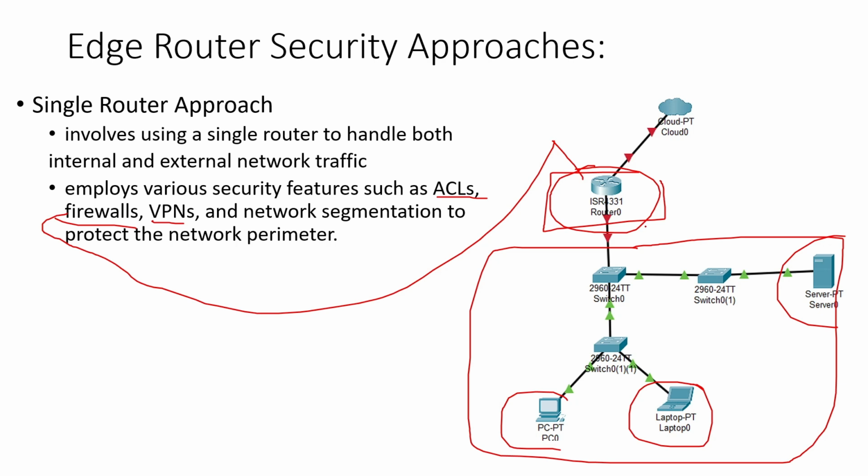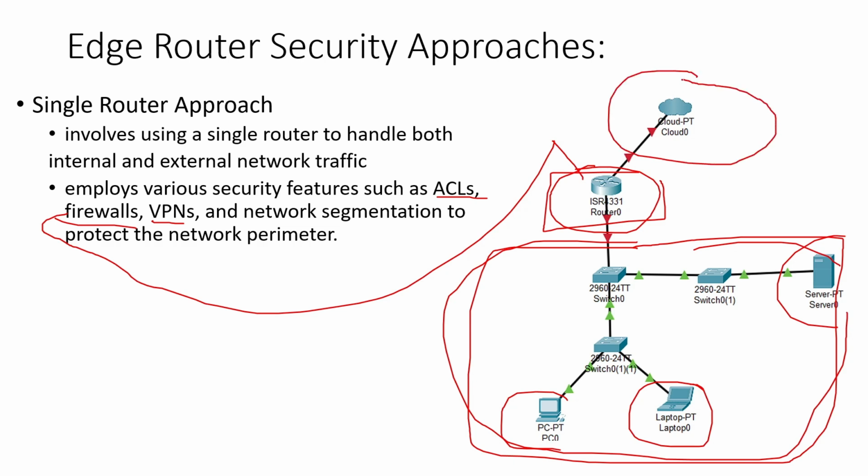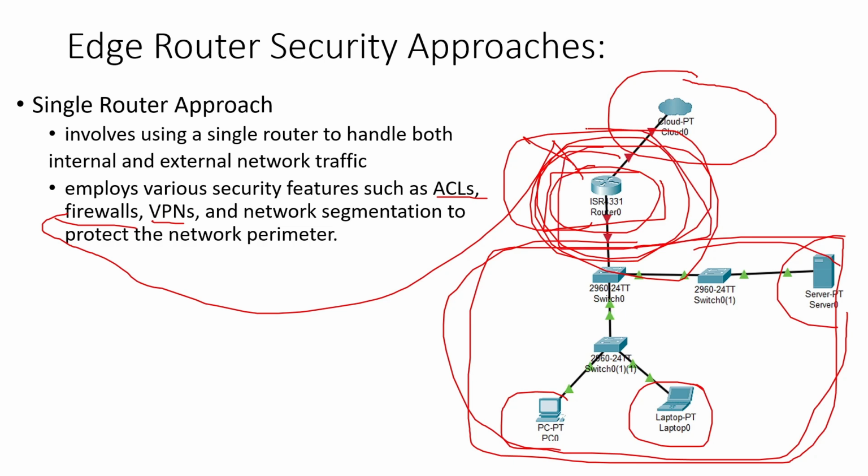So this is the network, your local area network, that is segmented from the internet or the network outside your local area network. So this uses only one single router, which is this one. There could be advantages and disadvantages to this. Advantages: it could be easy to manage because you're only managing one single router. Ease of use. Disadvantage: a single point of failure.